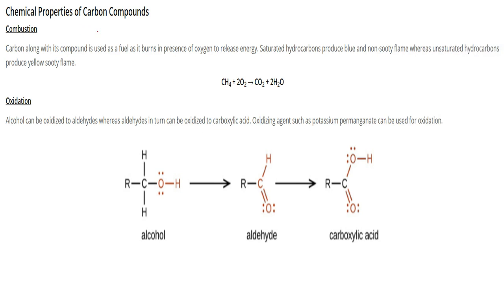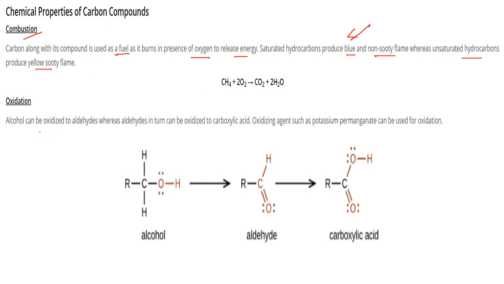Chemical properties of carbon compounds. Combustion. This is one of the chemical properties of carbon compounds. So carbon compounds are used as a fuel because they burn readily and release energy, and this energy is quite large, so as a fuel, the energy being released can be utilized. The saturated hydrocarbons produce a blue and non-sooty flame because they burn properly, while the unsaturated hydrocarbons produce a yellow sooty flame.